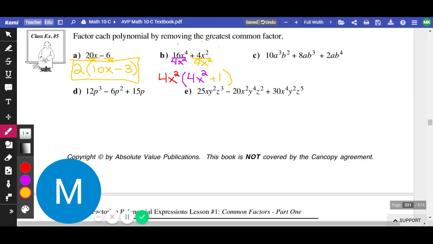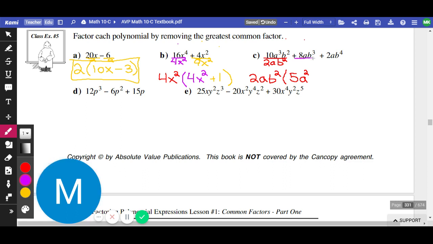For C, the biggest number that could go into all those is 2. A to the power of 1 is the lowest exponent, and b to the power of 2 is the lowest exponent. My leftovers come from dividing these things by 2ab squared. 10 divided by 2 is 5. I almost said 8. A cubed divided by a to the 1. Right? We subtract the exponent, so 3 minus 1 would give me a squared. B squared divided by b squared would cancel out.